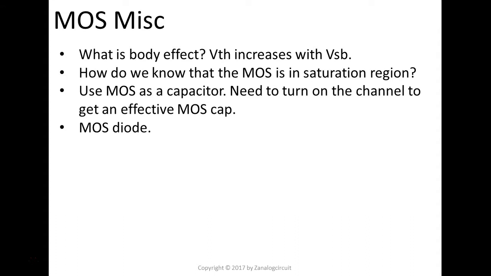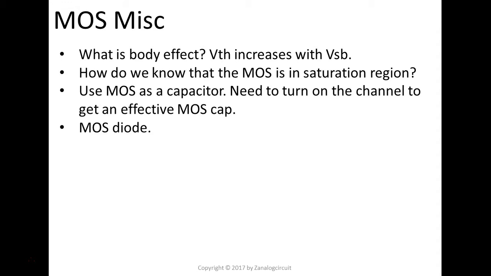So one is to use MOS as a capacitor. We're going to explain this one in more detail in another video, but one thing to remember is, if you want to get an effective MOS cap, you need to turn on the MOS, right? Essentially, put a positive voltage on the gate, referenced to the channel source. So that's it.